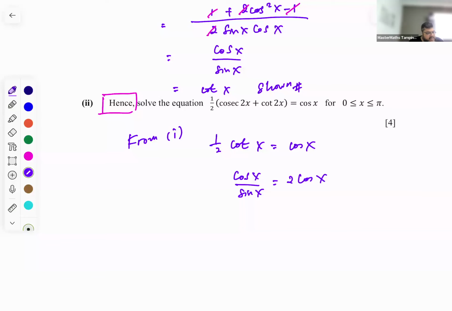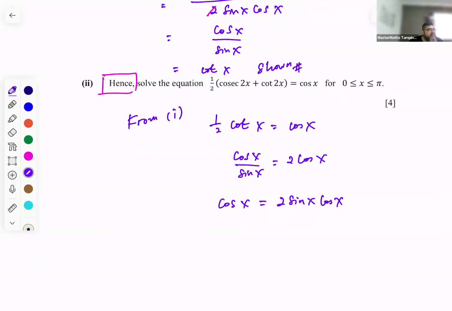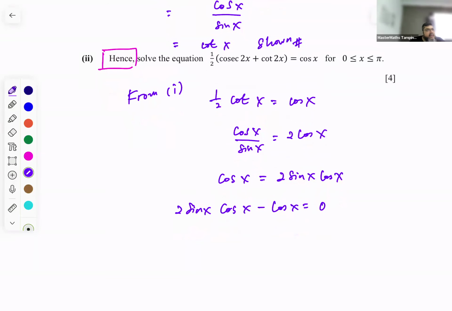Now, after this, cos x is now equal to what? 2 sin x cos x. Correct or not? I bring it over. 2 sin x cos x. Then I bring this over, so it becomes 2 sin x cos x minus cos x. Don't cancel. There's a reason why I'm not cancelling. It's now equal to 0.